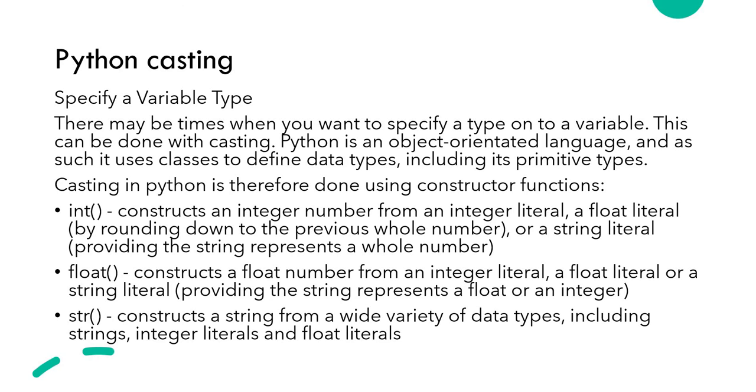Now, int constructs an integer number from an integer literal and a float literal by rounding down to the previous whole number, or a string literal providing the string represents a whole number. Float constructs a float number from an integer literal or a float literal or a string literal providing a string represents a float or an integer. String constructs a string from a wide variety of data types including strings, integer literals and float literals.